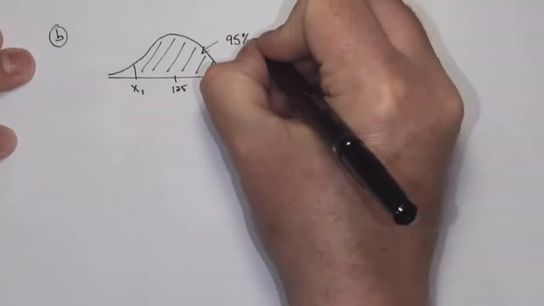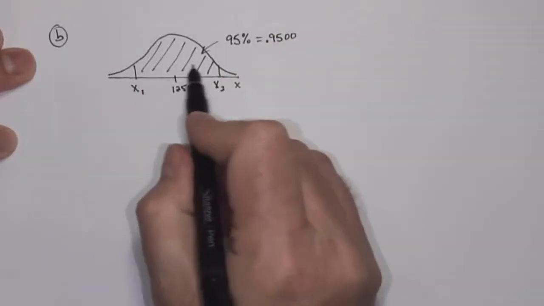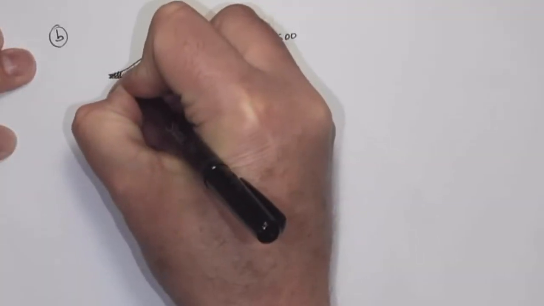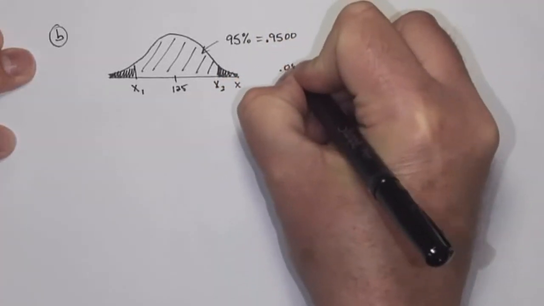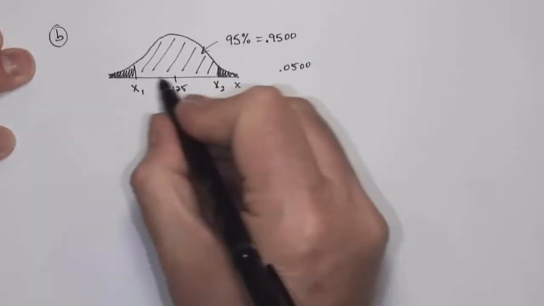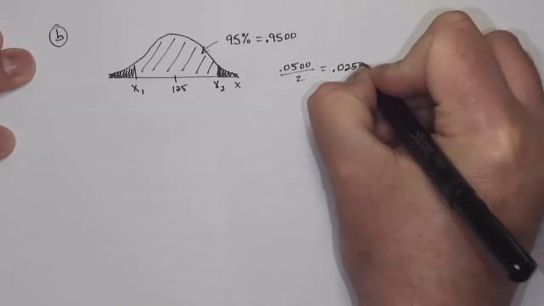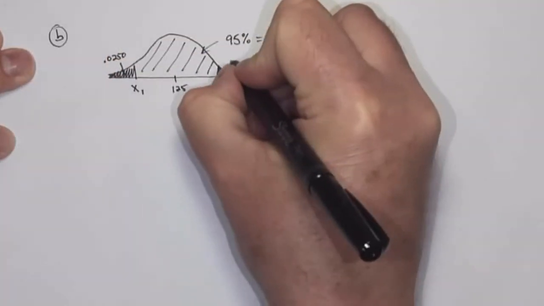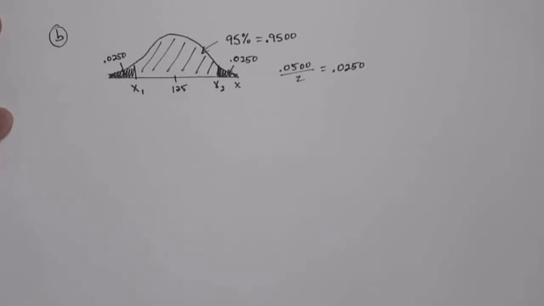Okay, so in other words, that area is 0.9500. Now if the area in the middle here is 0.9500, then that means the area out here in this tail and this tail total is going to be the other 0.0500. And so half of that's going to be in each tail. So if we divide that by 2, that's going to be 0.0250. So this area here in the tail is 0.0250. This area here in the tail is 0.0250. So again, I can use my normal table to figure out the corresponding z-scores.